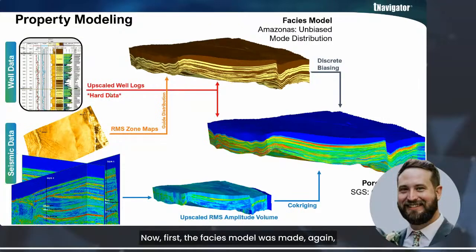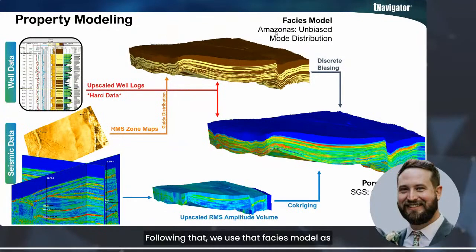Now, first, the facies model was made. Again, just a simple sandstone, mudstone model. You can see our top seal is all mudstone. What was used in T-Navigator is a custom algorithm called Amazonas. This is rooted in machine learning. It's, in this case, an unbiased mode distribution. And we fed it zonal maps, zonal RMS maps, to help guide the distribution of that sandstone.